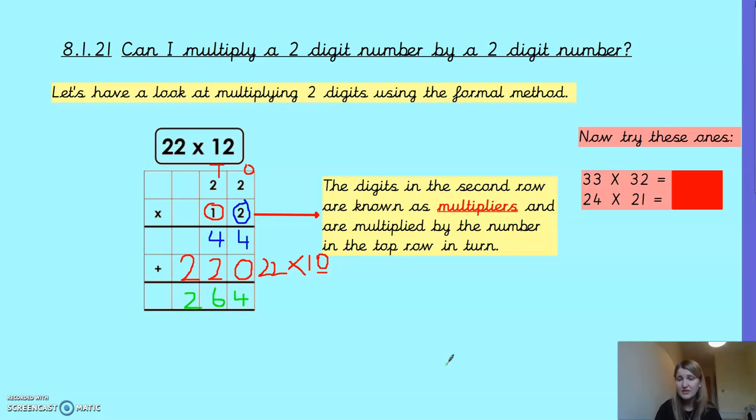So our formal method, we break it down, multiply the top by the 1s, the top by the 10s, and then you add them together. When you're multiplying by the 10s, 0 holds the place, makes your answer 10 times bigger. Okay, now have a pause with me, have a go at doing the questions on the right hand side using that method, and we'll see what you get.